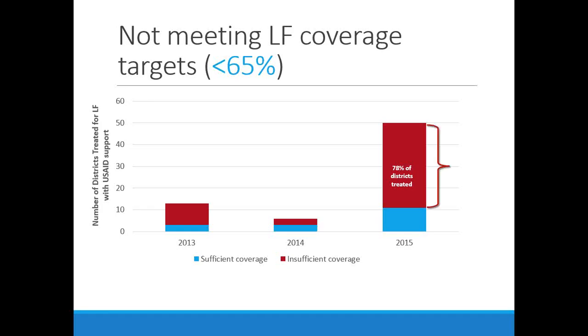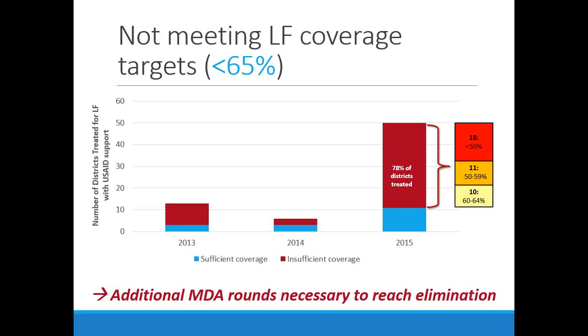So among all those 50 districts, you have 10 districts that have a coverage between 60% and 64%, 11 districts that have a coverage between 50% and 59%, and 18 districts in red have coverage under 50%. So you can see really that there was a problem to achieve the epidemiological coverage in Senegal between 2013 and 2015. What does it mean? It means that we need to do additional MDA rounds of treatment to really reach the elimination.